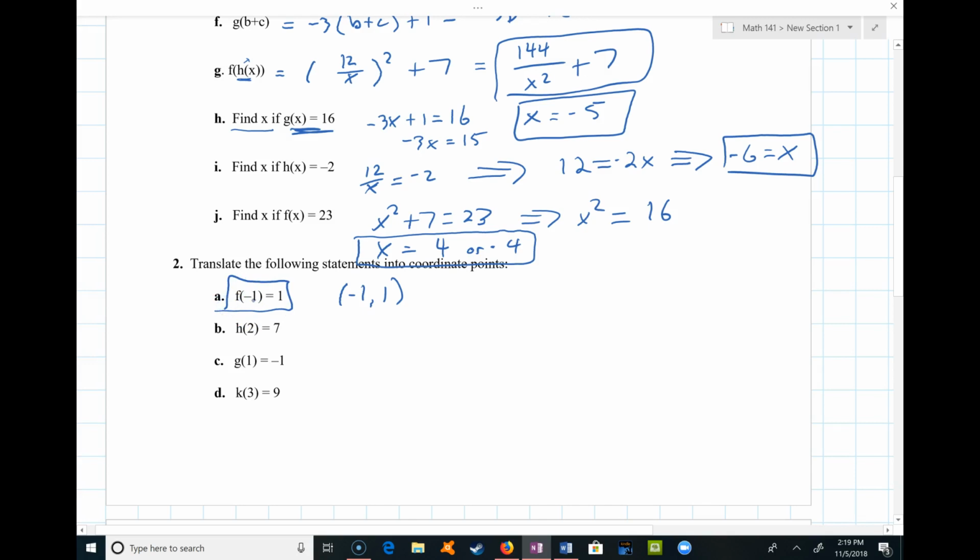So this is merely telling me that I plugged in -1, got out 1, which means (-1, 1) is a point on the graph. So this one would tell me that (2, 7) is a point on the graph. This would tell me that (1, -1) is a point on the graph. And this tells me that (3, 9) is a point on the graph.